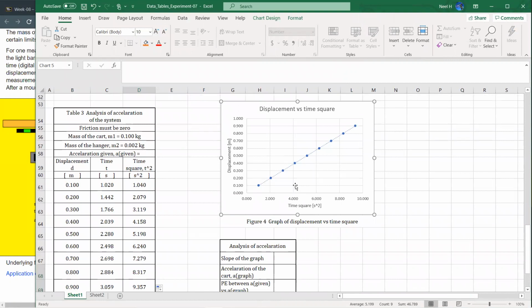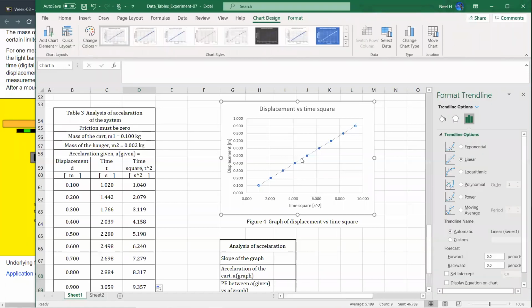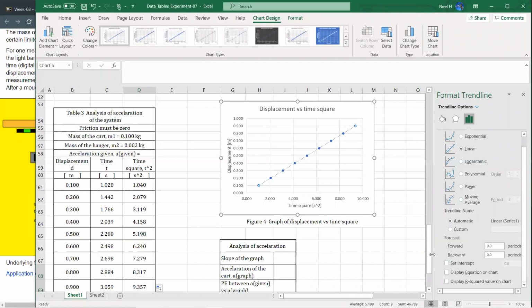And again, I need the slope of the graph, right? Just bring the cursor on top of the trend line, double click. Then in this graph, intercept should be 0. You can click all these 3 icons, okay? Intercept must be 0 for this one.